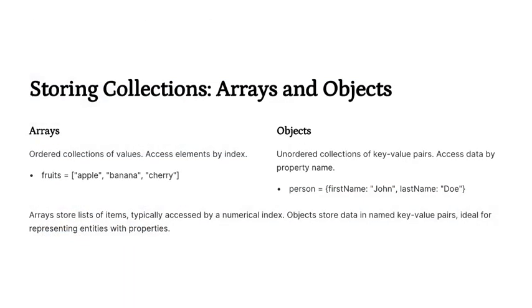Arrays and objects are two fundamental ways to store collections of data in JavaScript. Arrays are ordered collections of values, accessed by numeric index. Objects are unordered collections of key-value pairs, accessed by property name. Arrays are great for lists, while objects are ideal for representing structured data like user profiles. Let's look at some code examples to see how these data structures work in practice.